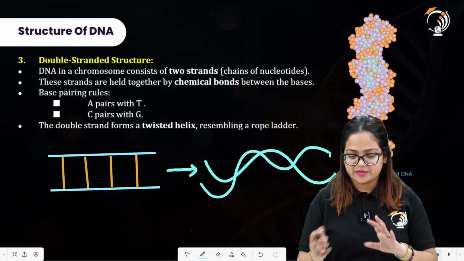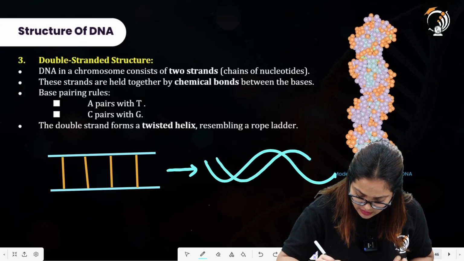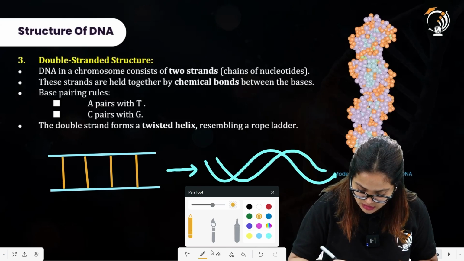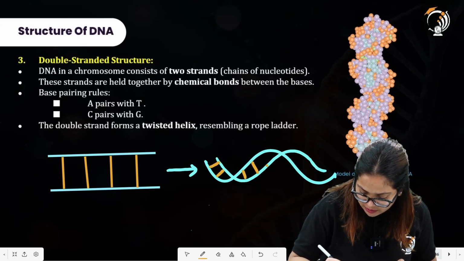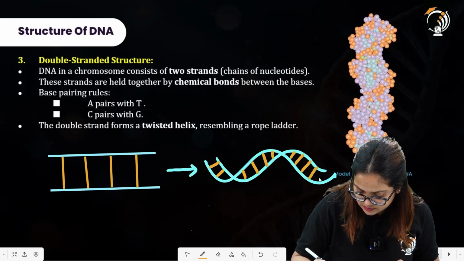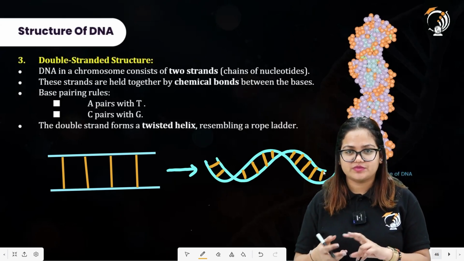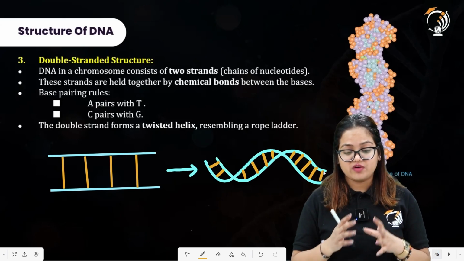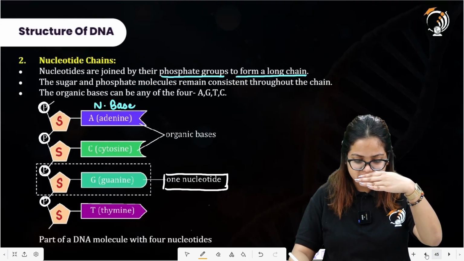This is the kind of diagrammatic representation in which these are the hydrogen bonds between the nitrogenous bases. So DNA is basically a double-stranded coiled structure. All right. DNA in a chromosome consists of two strands, chains of nucleotides. One nucleotide chain. All right. We had discussed about that.